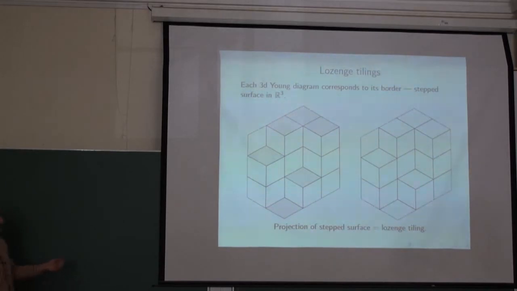And notice that its projection is exactly a tiling. And indeed, this gives a bijection between tilings, plane partitions, and this 3D Young diagram, these three-dimensional objects. And also, sometimes it's a very good thing to think about not the 3D Young diagram, but about its border, its boundary. So its boundary will be some kind of stepped surface. Then our model is just the simplest model of stepped surfaces in three-dimensional space.